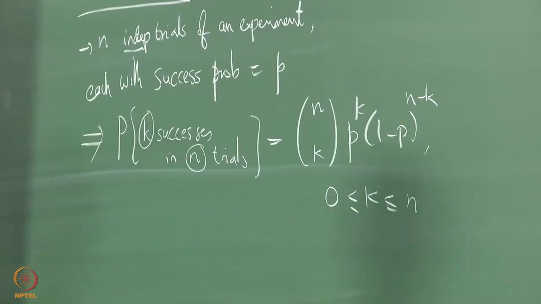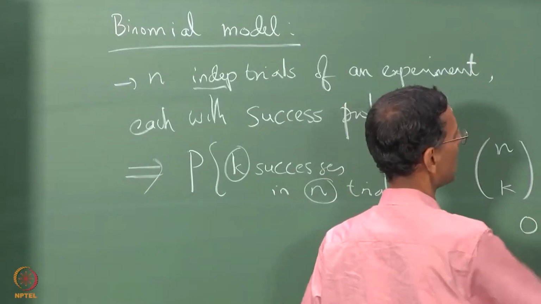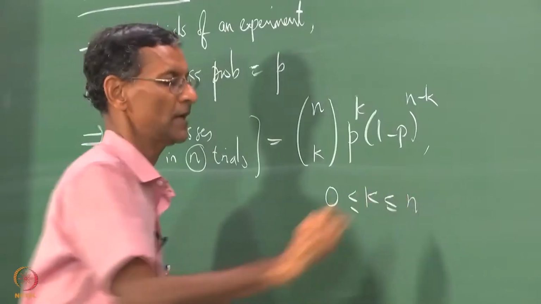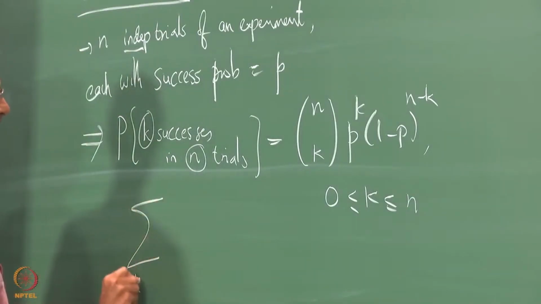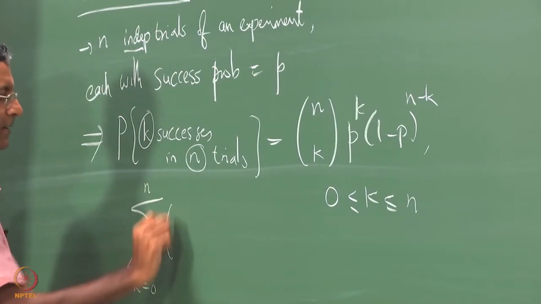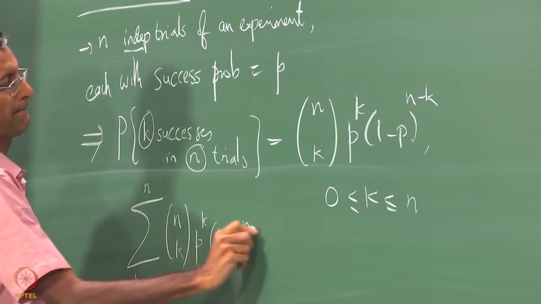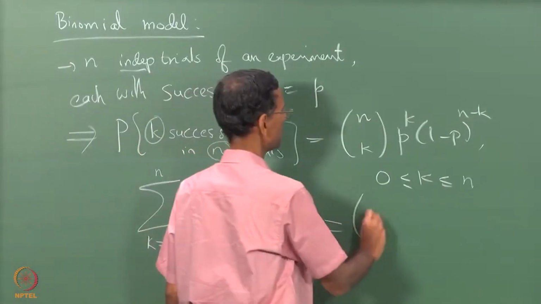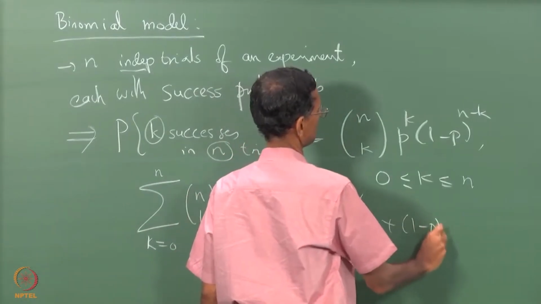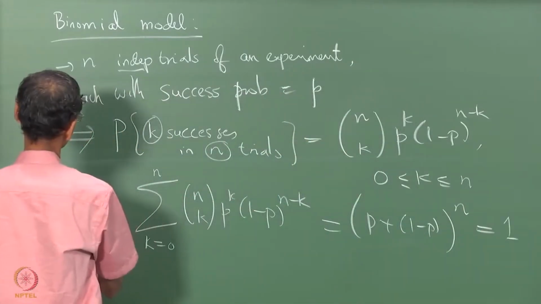and this expression n choose k p power k 1 minus p power n minus k is valid for all k in this range, right, 0 to n, right, and how do we show that this sum k equal to 0 to n, this also we want to be equal to 1, right? What is this actually equal to? Why? Because this is p plus 1 minus p to the power n. So this is a check.